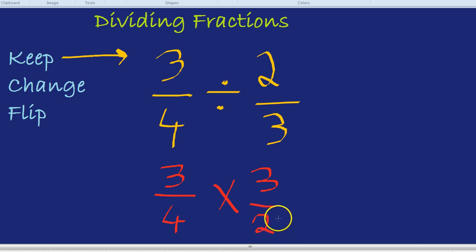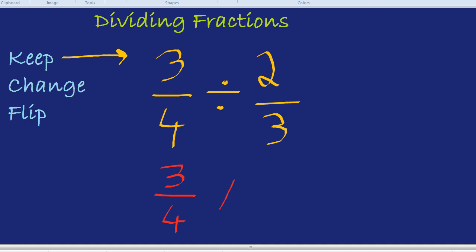Now I have done a video on how to multiply fractions. All you need to do is multiply the numerator, the top line, and multiply the bottom lines. 3 times 3 is 9, and 4 times 2 is 8. So 3/4 divided by 2/3 is actually 9/8.